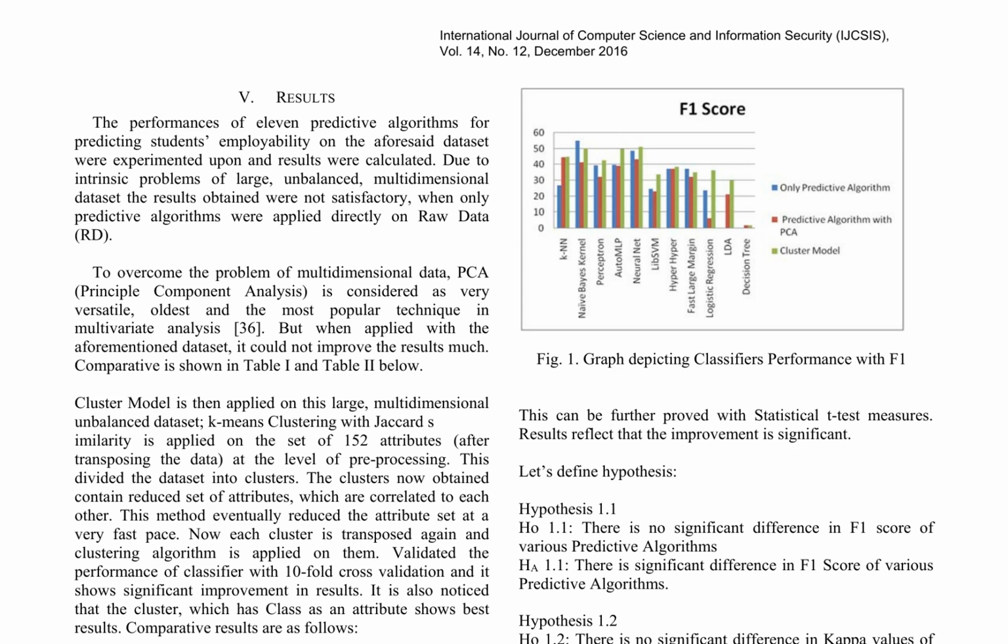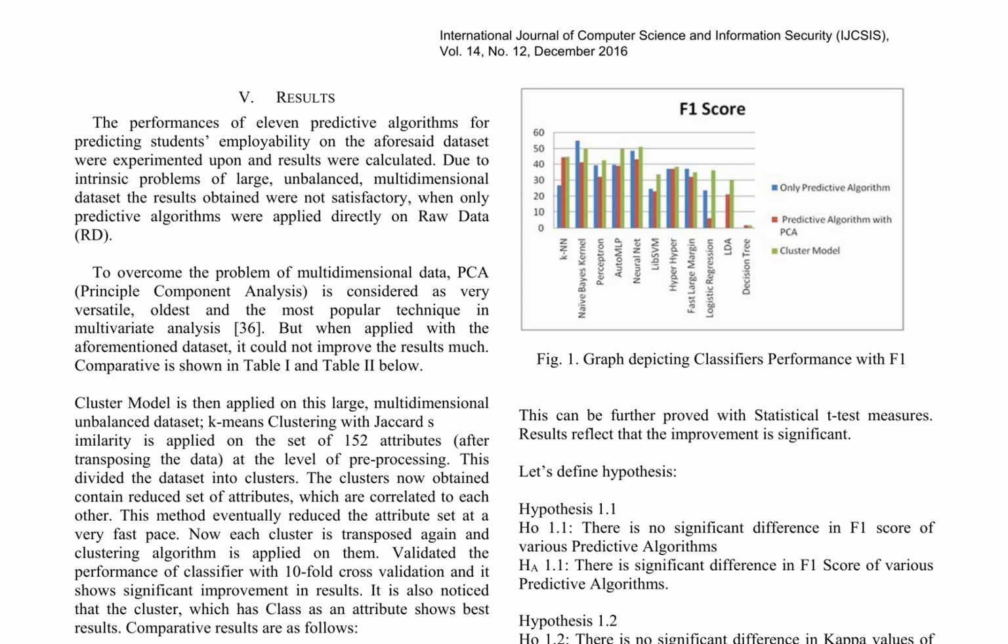11 predictive algorithms were applied to a dataset to predict students' employability, but initial results were unsatisfactory due to the dataset's complexity. To address this, principal component analysis, PCA, was considered as a dimensionality reduction technique, but it did not yield significant improvements. To overcome this challenge, a cluster model was developed, which involved applying K-means clustering with Jaccard's similarity to reduce the dataset's dimensionality.